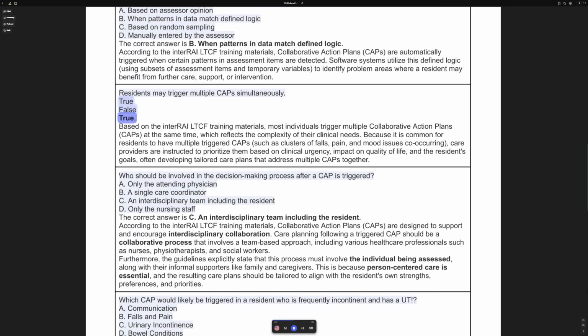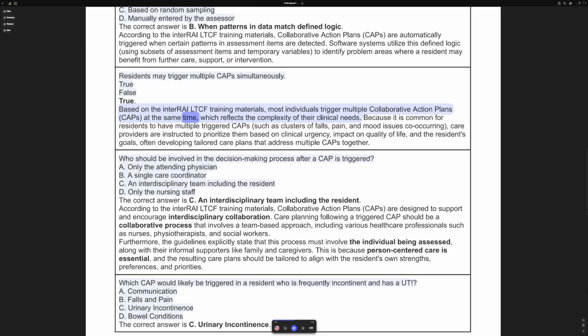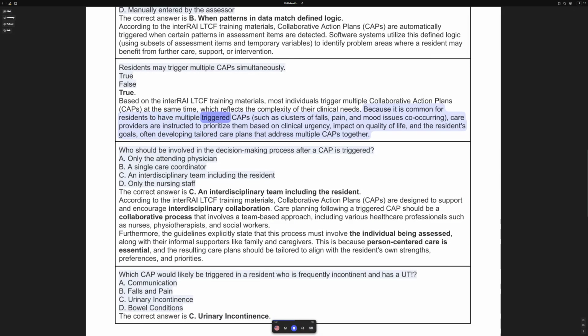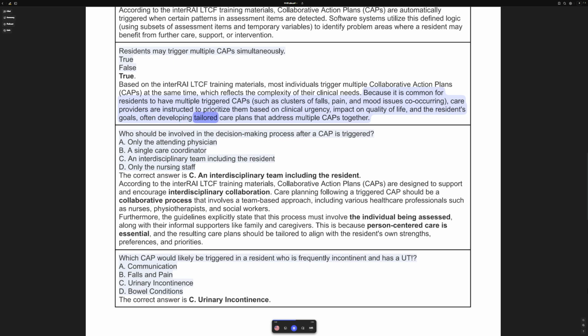True or false? True. Based on the interRAI LTCF training materials, most individuals trigger multiple collaborative action plans, CAPs, at the same time, which reflects the complexity of their clinical needs. Because it is common for residents to have multiple triggered CAPs, such as clusters of falls, pain, and mood issues co-occurring, care providers are instructed to prioritize them based on clinical urgency, impact on quality of life, and the resident's goals, often developing tailored care plans that address multiple CAPs together.